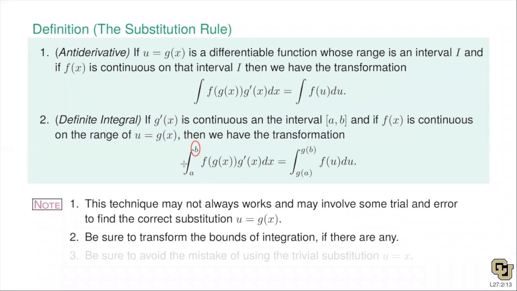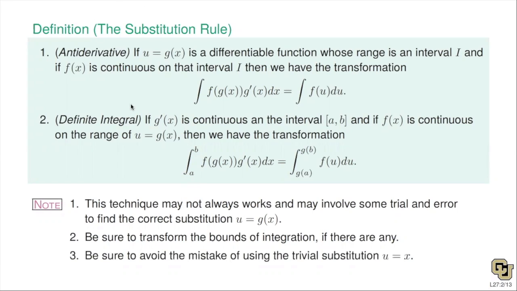So when you have a definite integral problem and you're doing a u substitution, you want to really be careful which variable you're in. If I'm in the x variable, I want to use bounds for x. If I'm in the u variable, I want to use bounds for the variable u. And I'll show you an example here in a second.